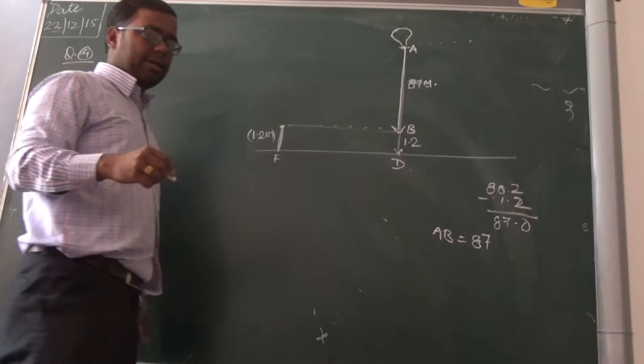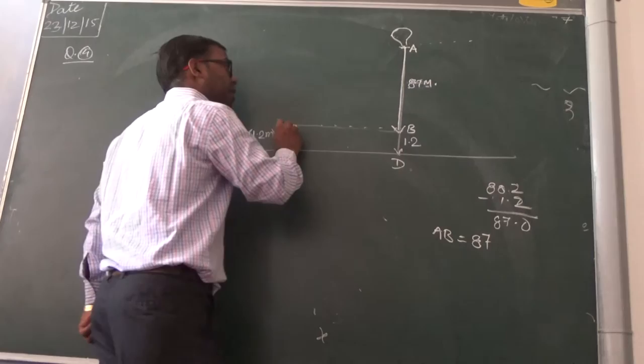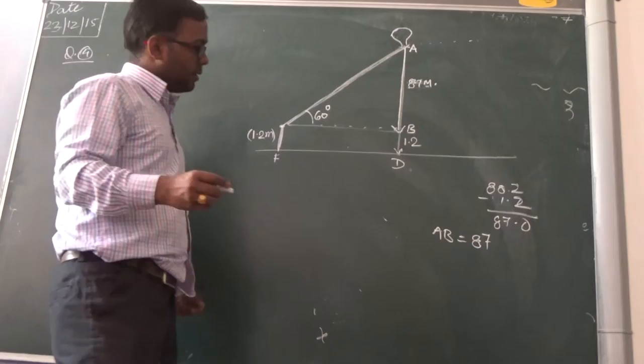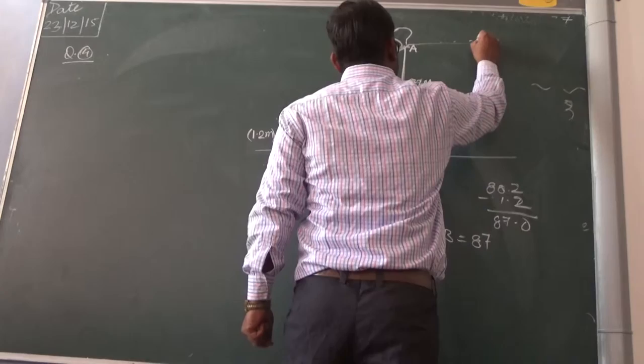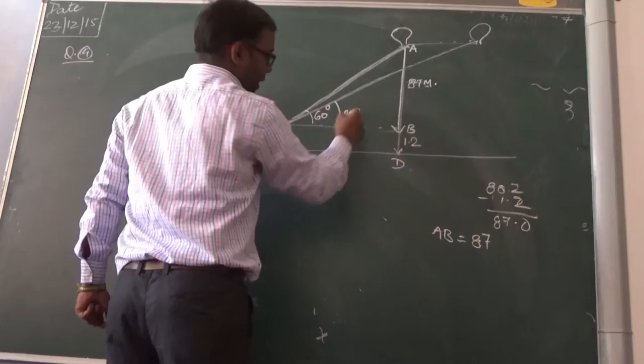Next, the angle of elevation of the balloon from the eyes of the girl at an instant is 60 degrees. The girl sees this balloon, and the angle of elevation here is 60 degrees. Next, after some time, the angle of elevation reduces to 30 degrees. Now the balloon comes rightwards, and if it comes slightly rightward, the angle of elevation will definitely reduce. This time the angle of elevation is 30 degrees.